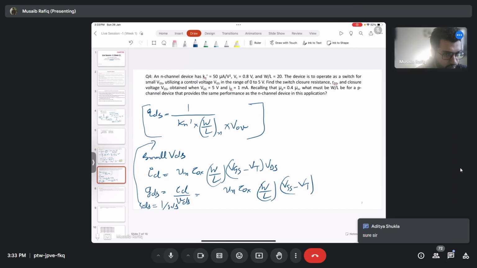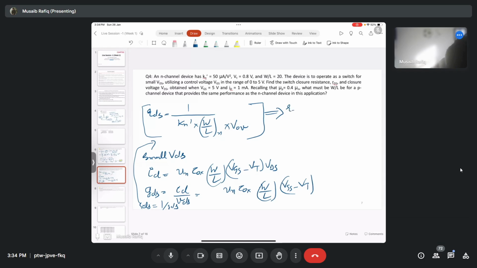So we are simply required to find the RDS by plugging in these values that we are given. So RDS is equal to 1 by Kn bar, which is 50 times 10 raised to the power minus 6. One word of advice: always be careful with the units, the dimensions, and what system they are in. Always try to remember them and write them, because most of the times when you do the numericals, we tend to make these mistakes. So be cautious with the units.